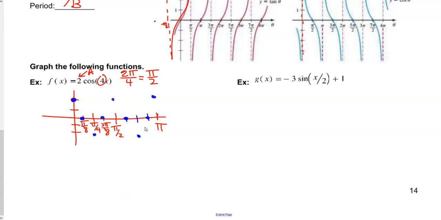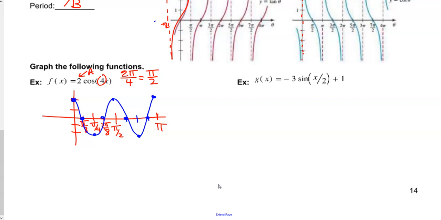This is 7 pi over 8. This is 6 pi over 8, which is the same as 3 pi over 4. And this would be 5 pi over 8. Okay? So my graph is going to look something like that. And that's just 2 periods, okay? Basically, from the original, there would be 4 of those all in one. That 4 is helpful in knowing that.